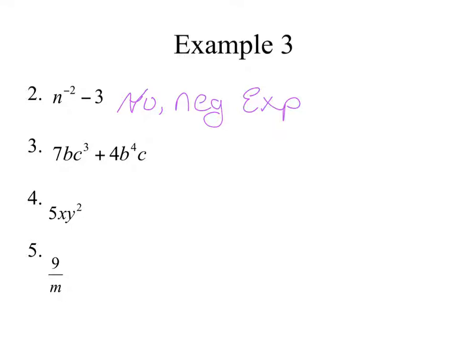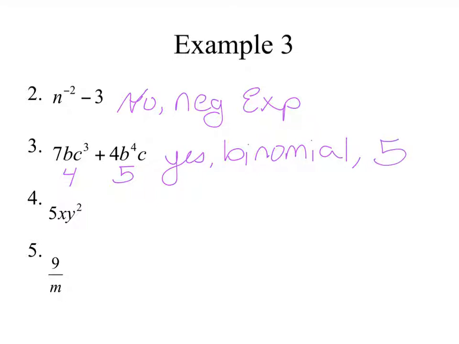Number 3. Yes, it is a polynomial. It is a binomial because there are 2 pieces. This first piece has degree 4. The second piece has degree 5. So it's the degree of 5 for the entire polynomial.